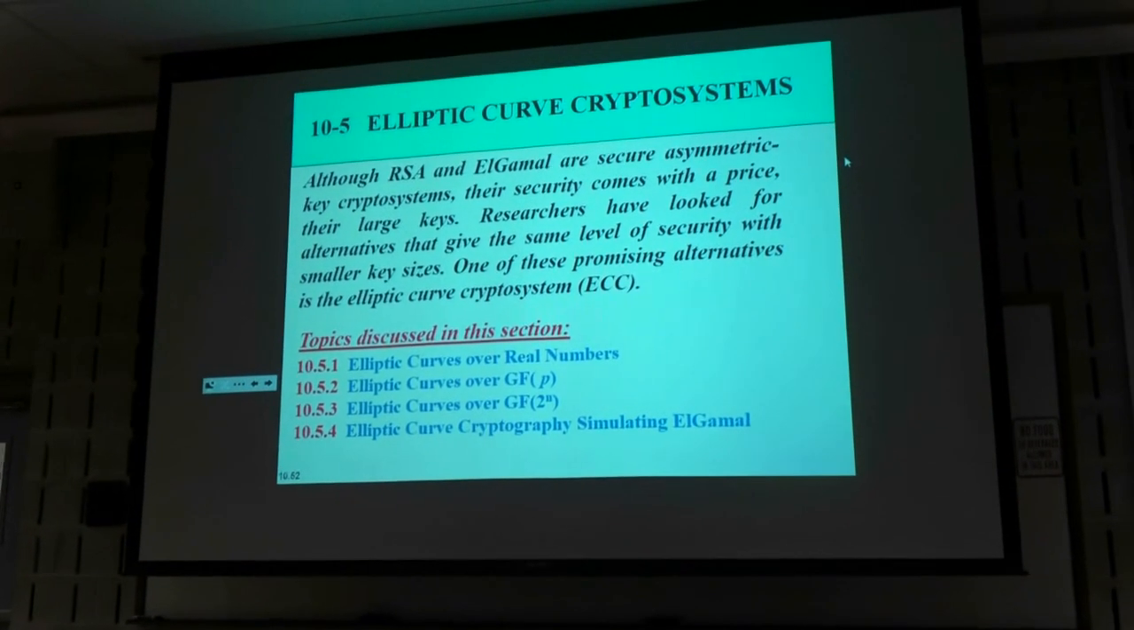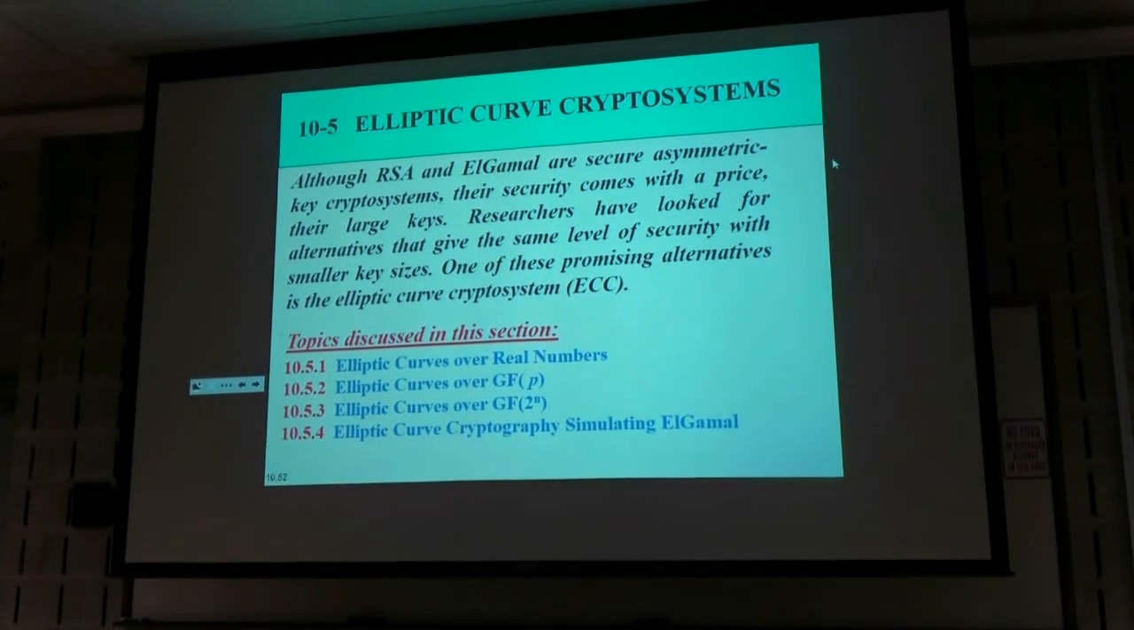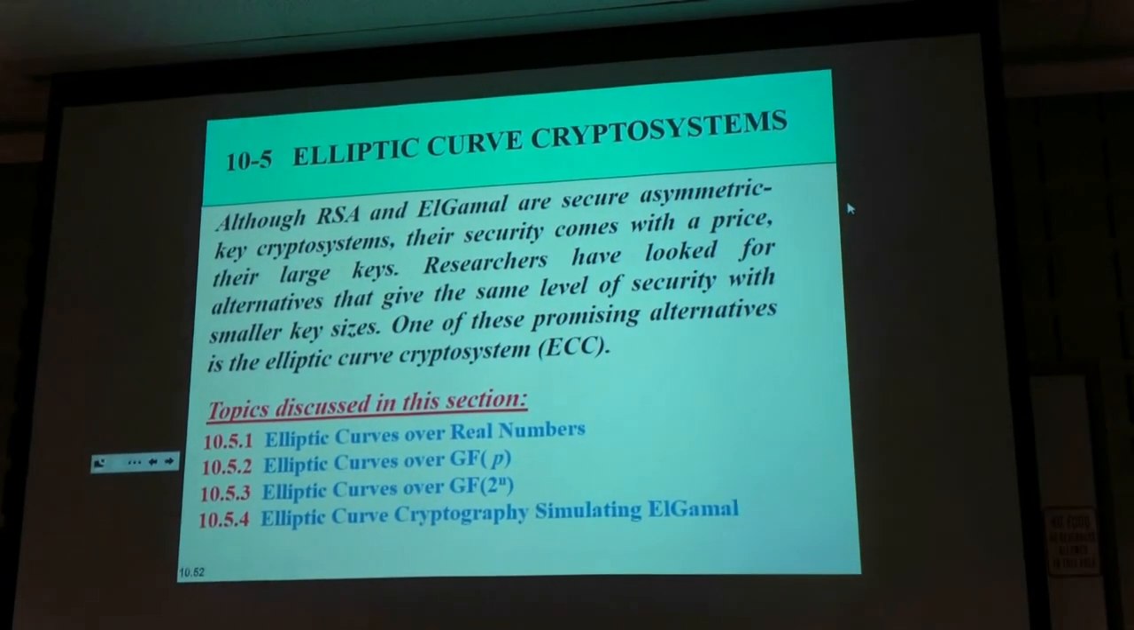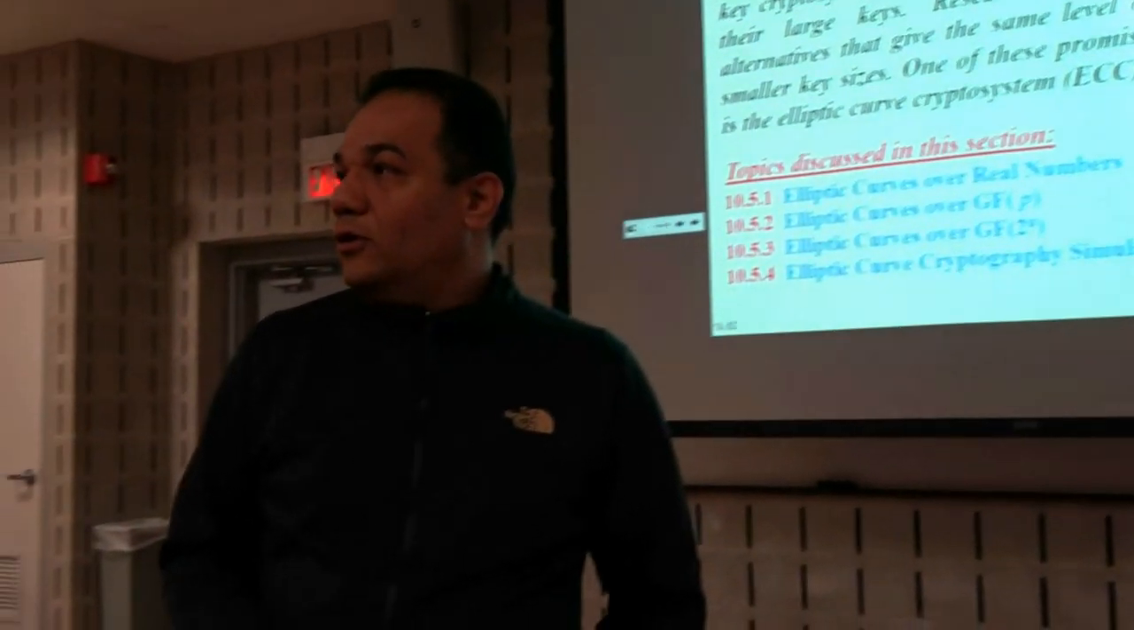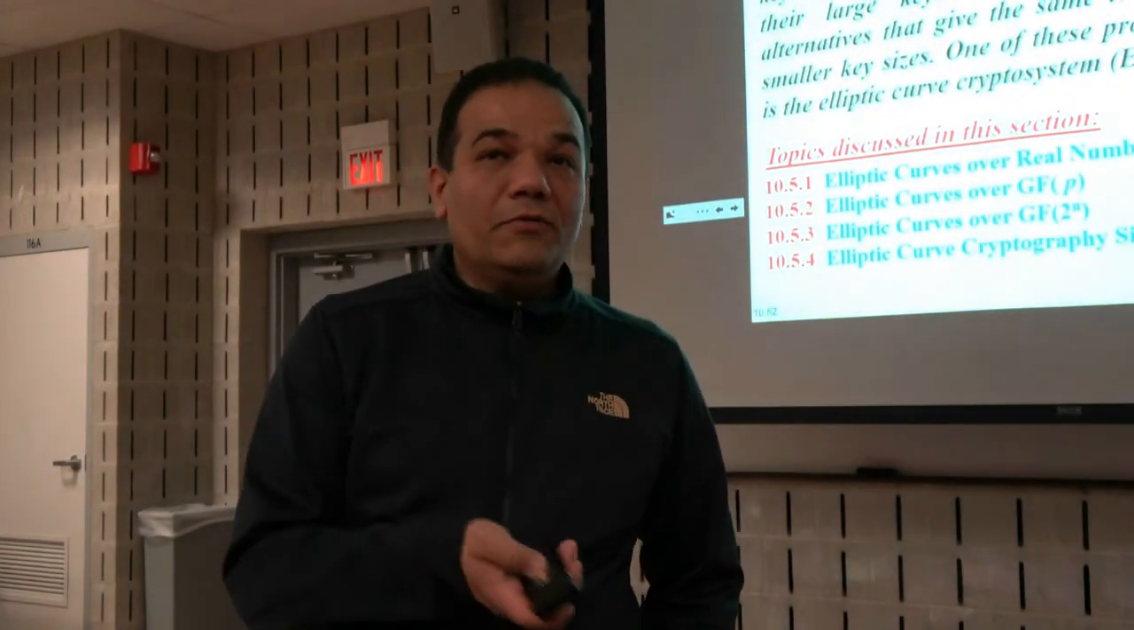Alright. Then we come to a lighter one, elliptic curve. You'll see this algorithm used in wireless sensor networks and RFID, because it's much lighter.